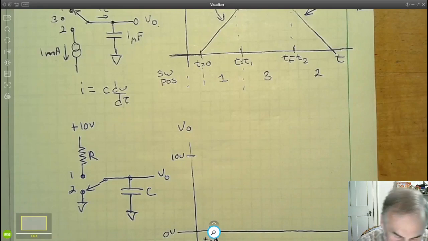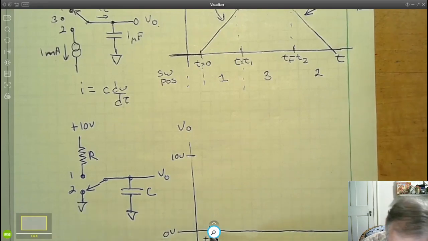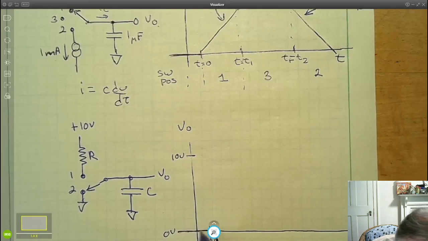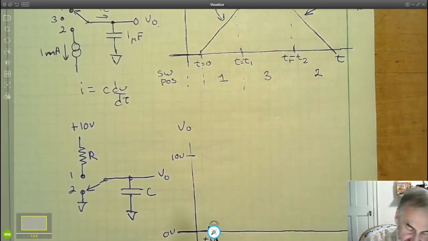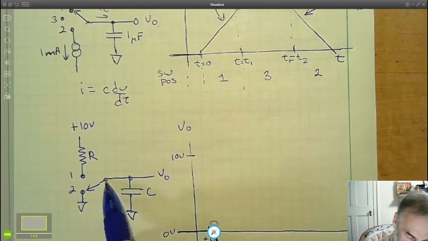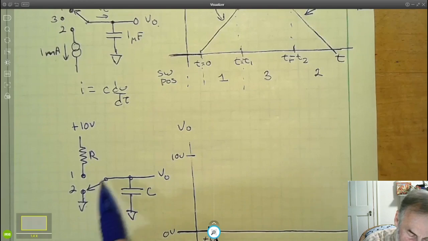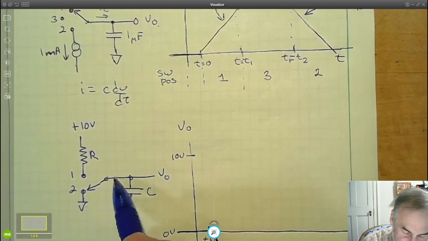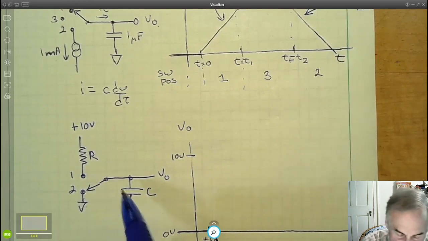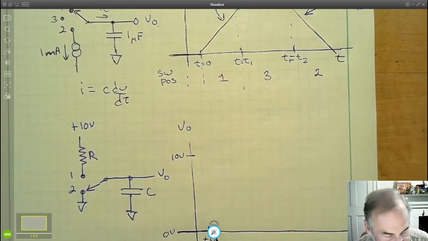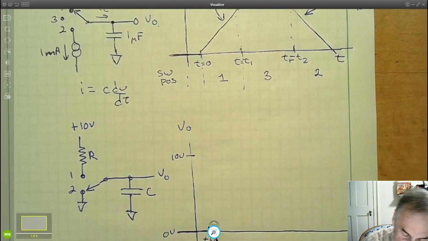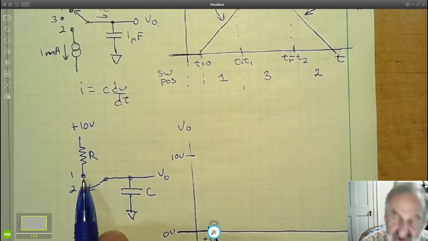And before t equals 0, we're going to have the switch in position 2, and then we're going to move it to position 1. So in position 2, KVL tells us that there's 0 volts out. Why? Well, from here to here is 0 volts. This switch is a short circuit. And since the voltages around the loop have to add up to 0, the voltage across the capacitor has to be 0. At time t equals 0, we move the switch to position 1.